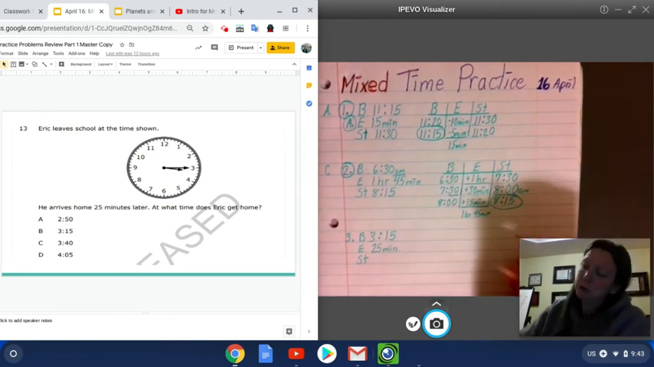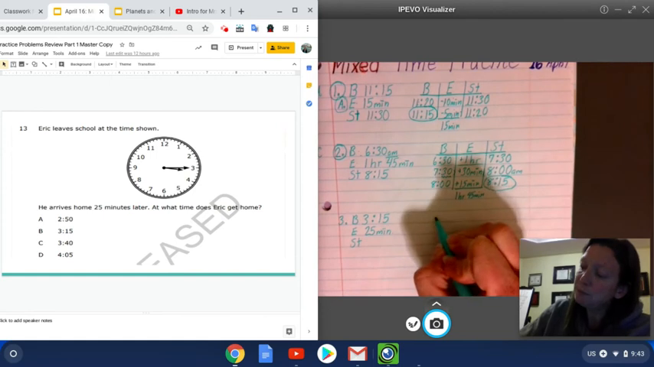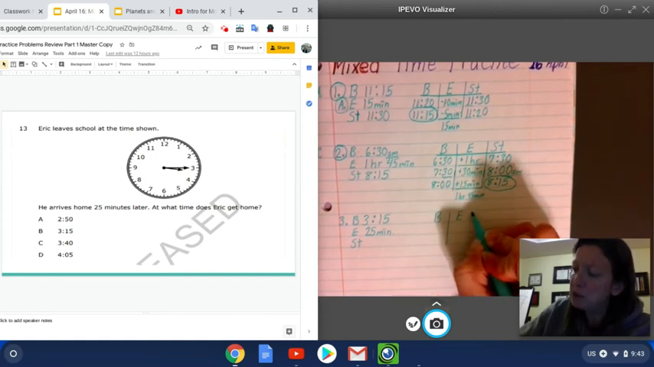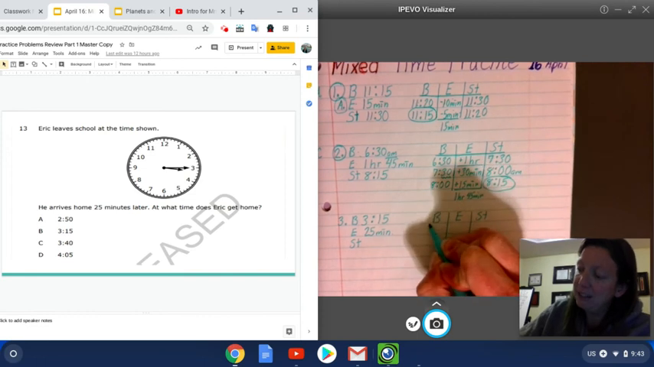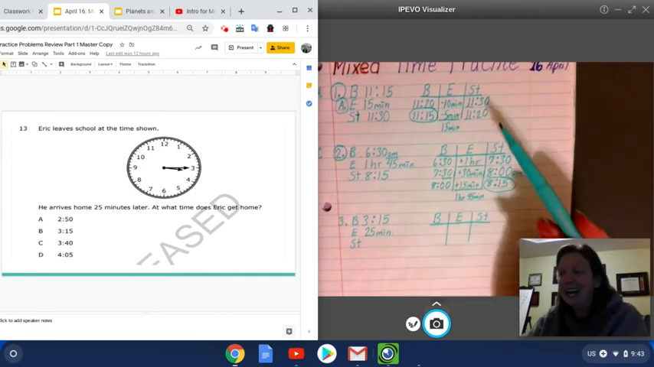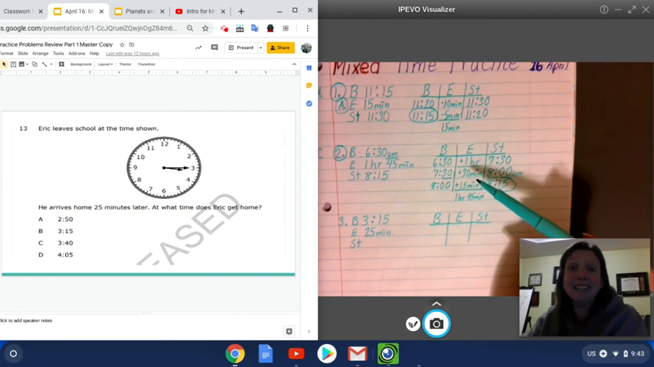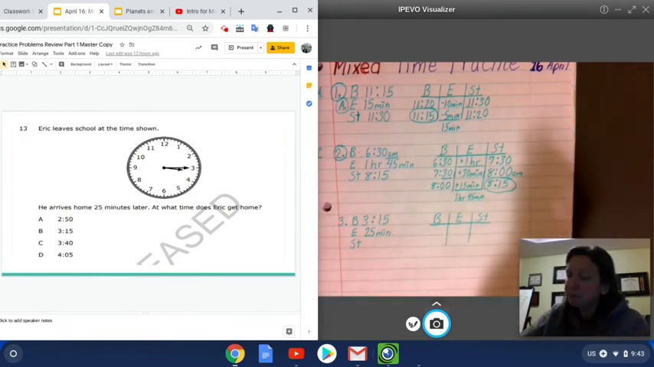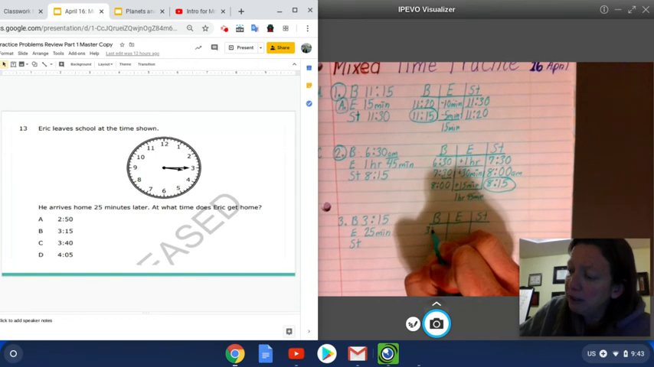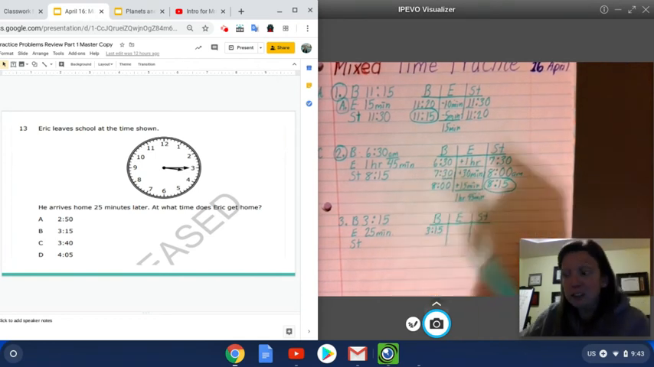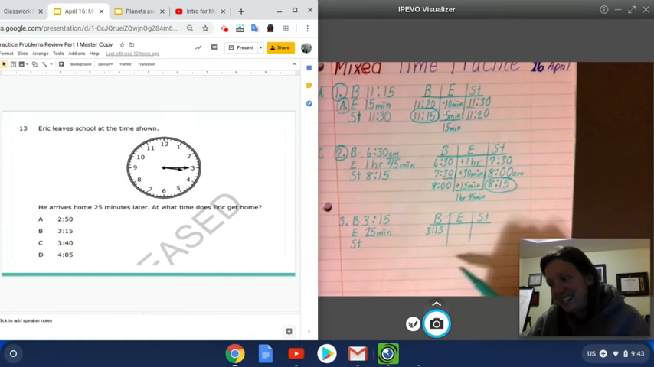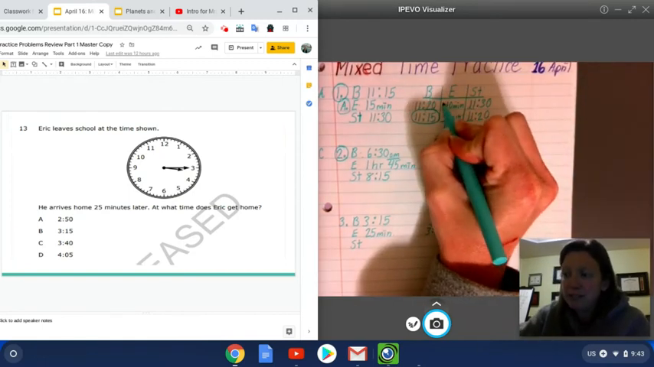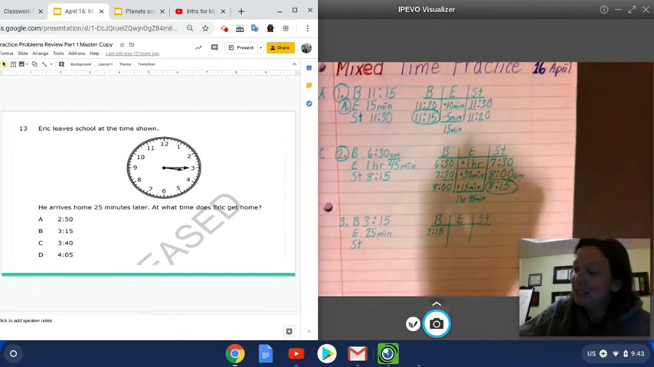So I want to know when he leaves school and he has to walk home, it takes him 25 minutes. What time is he going to get home? So again, I love my double T chart because it allows me to organize all my thoughts really nicely. So we know that we're starting over here because we're going forward, just like a clock does, clockwise. Here, we were going backwards, counterclockwise. That's why we subtracted our time.